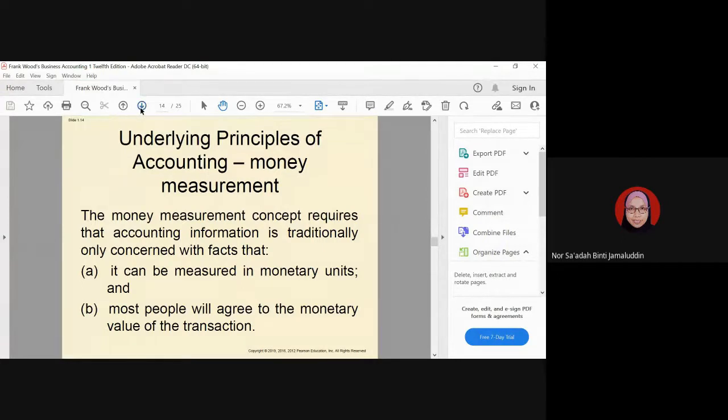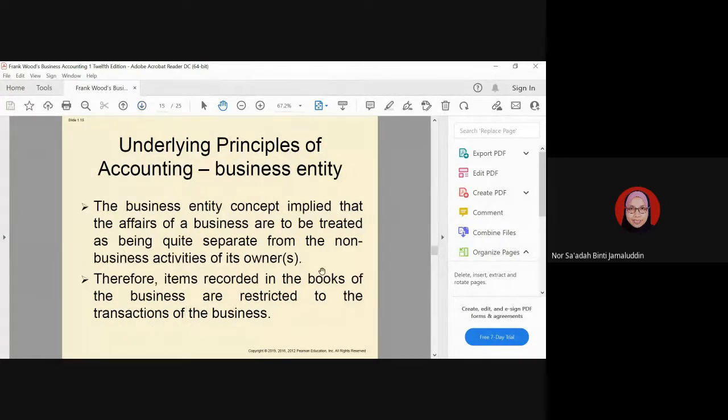Alright. And then the third underlying principle of accounting is business entity. The business entity concept implies that the affairs of a business are to be treated as quite separate from the non-business affairs of its owners, and therefore items recorded in the books of the business are restricted to the transactions of the business.